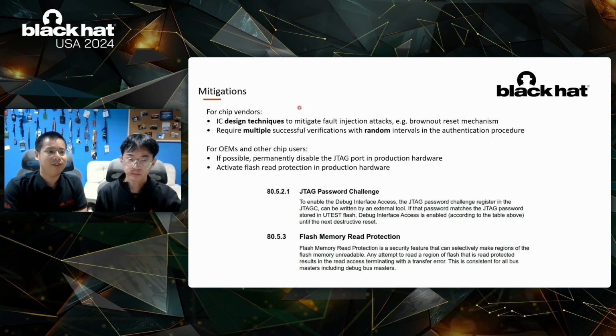Mitigations for chip vendors are to use IC design techniques that mitigate fault injection attacks, such as a brownout reset mechanism in which the chip would reset itself once it detects a voltage falling below some threshold. Also, we should require multiple successful verifications with random intervals, such that a fault injection cannot align correctly in time. For OEMs and other chip users, if possible, we should permanently disable the JTAG port in any production hardware, such that the port cannot be connected at all. Also, if the chip has flash read protection, we should use it. As seen here in the official documentation, both of these methods are available with the SPC58 chips.